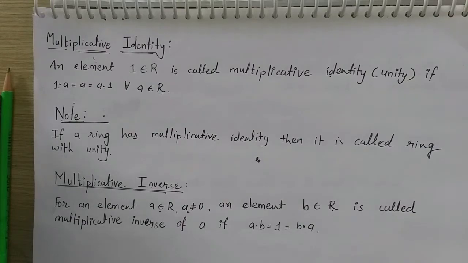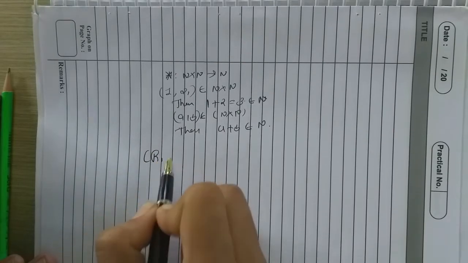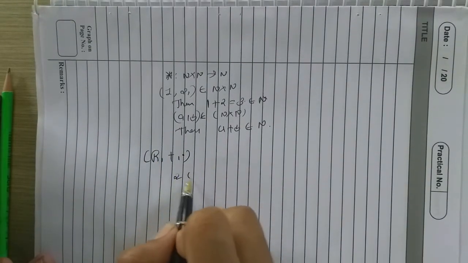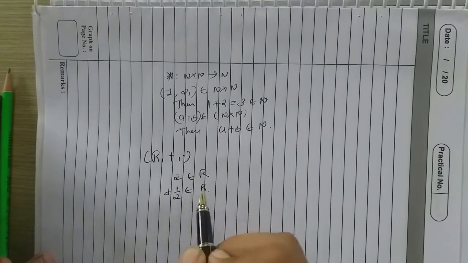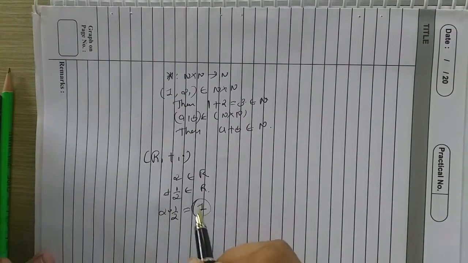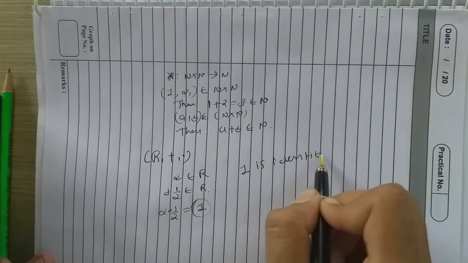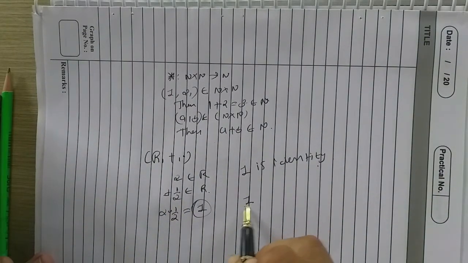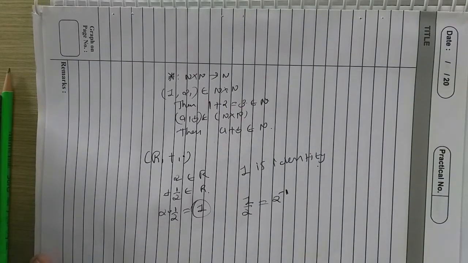I will give you an example. If we consider the ring R plus dot, if we consider an element 2 belongs to R, then there exists 1 half belongs to R. So 2 dot 1 half is equal to 1. So here 1 is the identity, sorry, unity, the multiplicative identity. So 1 half is the inverse of 2. Clear? Okay.